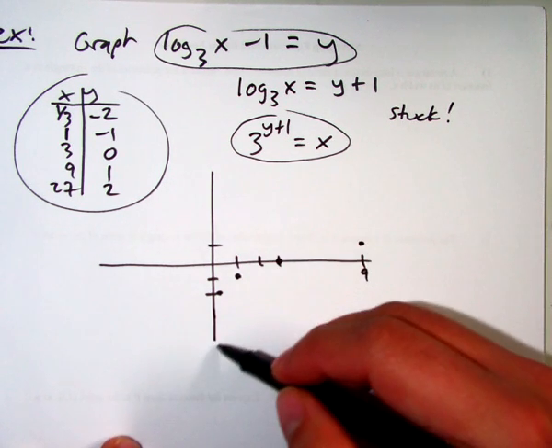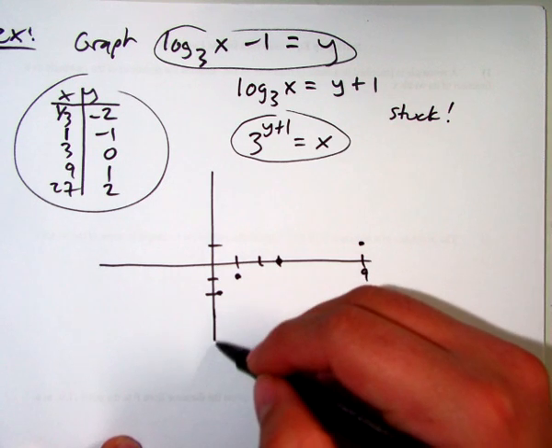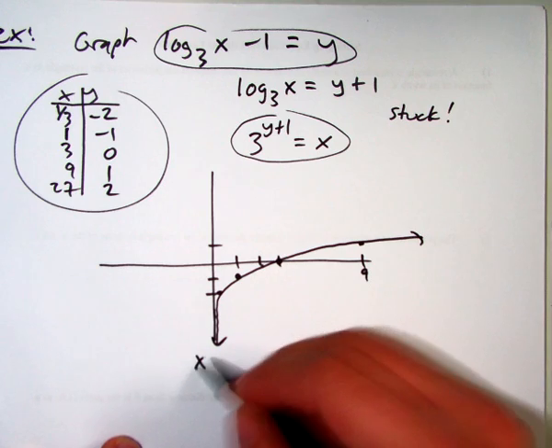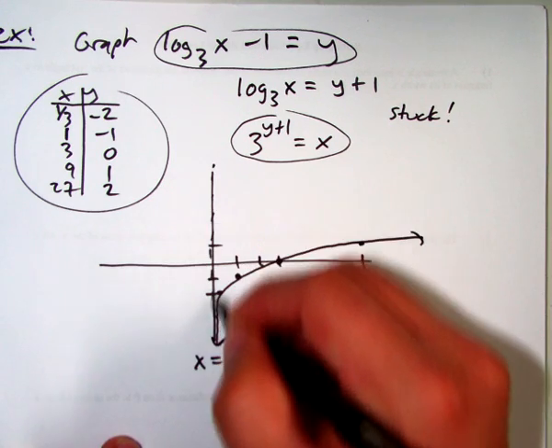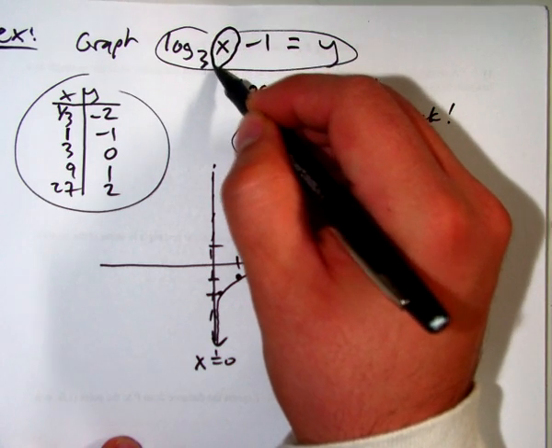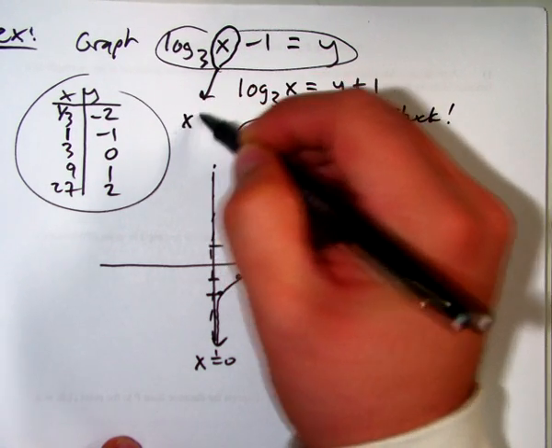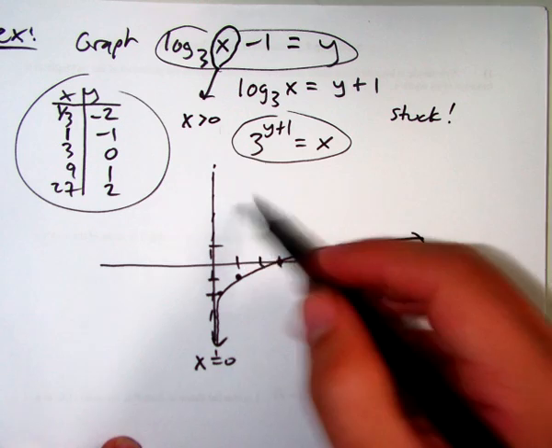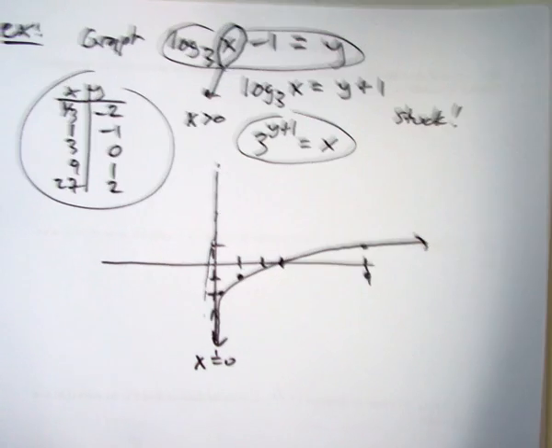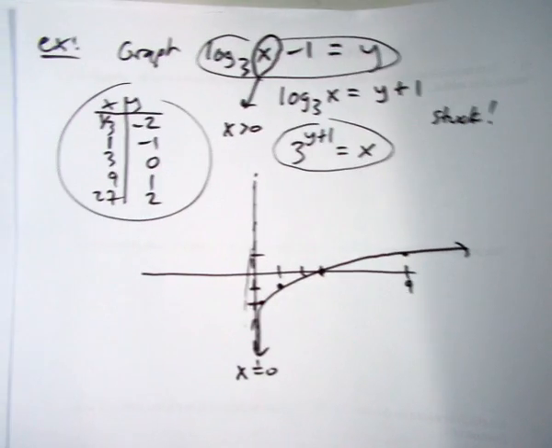So here it is again. Vertical asymptote at x equals 0, and I know that because if I take the argument, I know that x has to always be positive, so there's our wall, so to speak. Our asymptote will be at x equals 0. Okay? Last skills for this section.